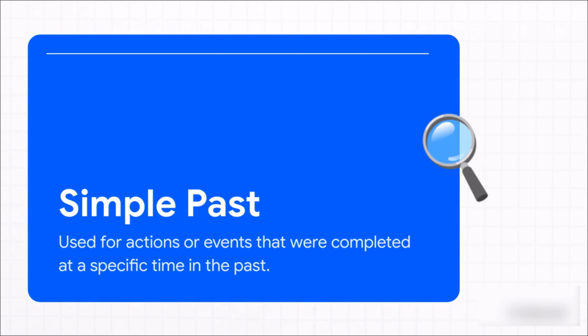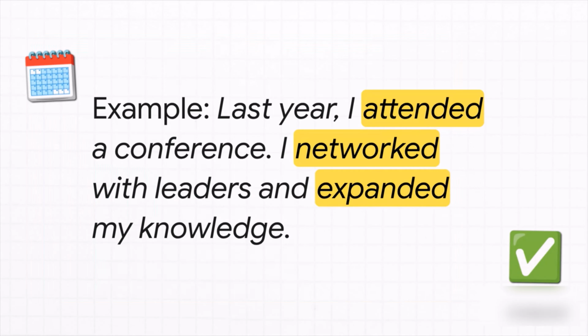So, to fix this, you need the right tools in your toolkit, and the first one is the simple past tense. This is for actions that were finished at a specific time. Think of it like the foundational brick you use to build the wall of your story. For example, last year, I attended a conference. I networked with leaders and expanded my knowledge. See how that flows? It's one finished event, followed by another, then another. It gives you a clean, chronological story of things that are totally done and dusted.